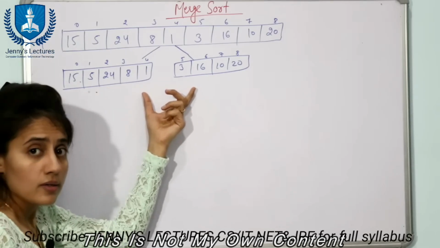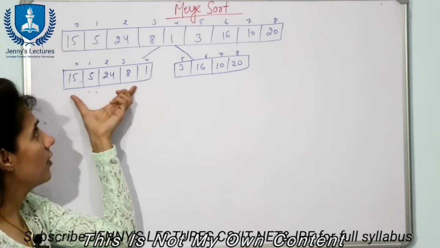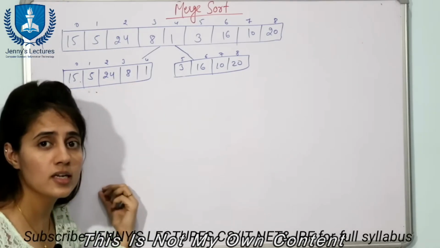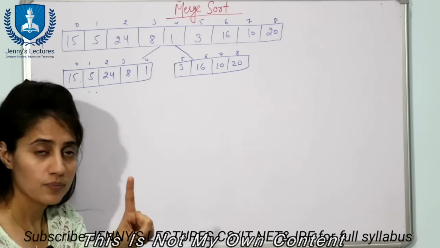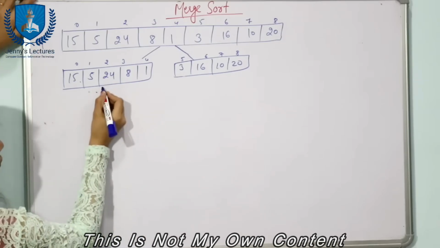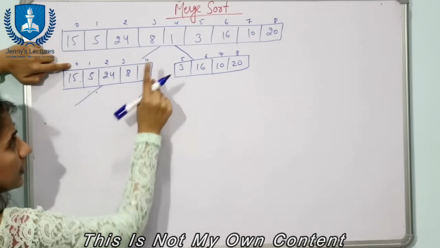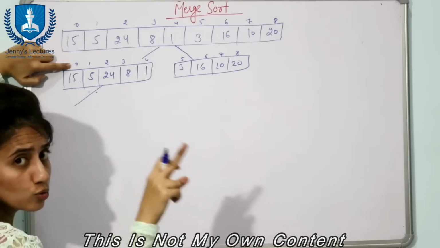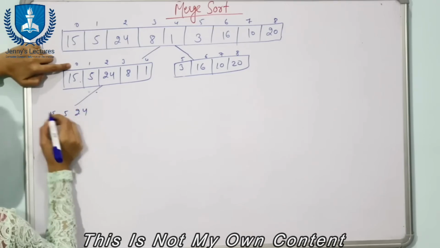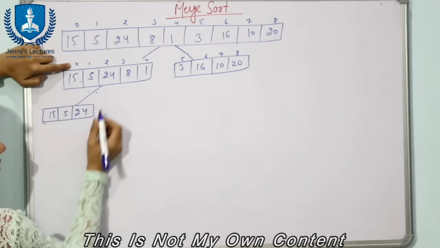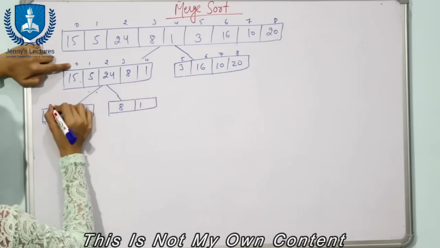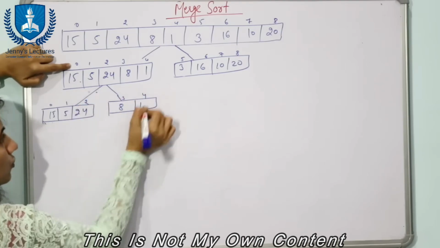Still this sublist has 5 elements, but we are going to divide the sublist till we get a sublist having one element. So we further divide this sublist into two halves. 0 plus 4 is 4, 4 divided by 2 is 2, so the mid position is 2. From 0 to 2 we have 15, 5 and 24. This is one sublist, and another sublist would be 8 and 1, from 3 to 4.